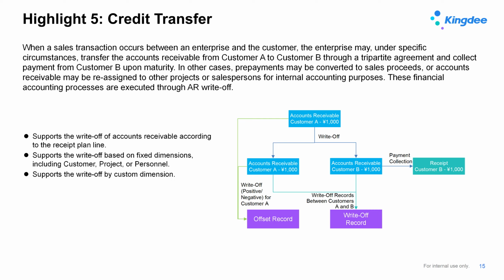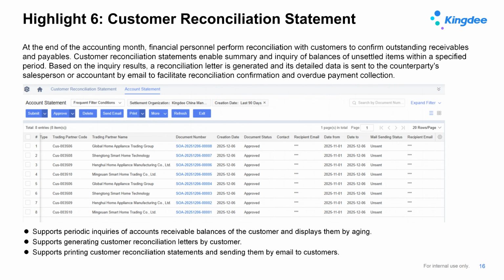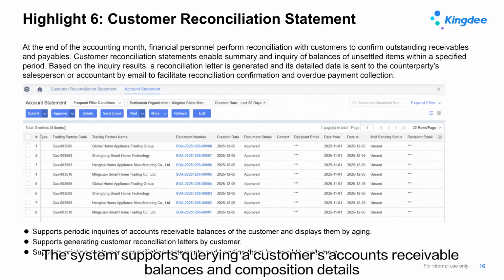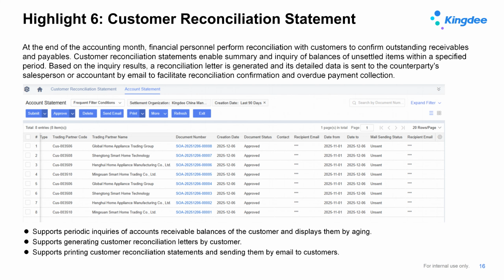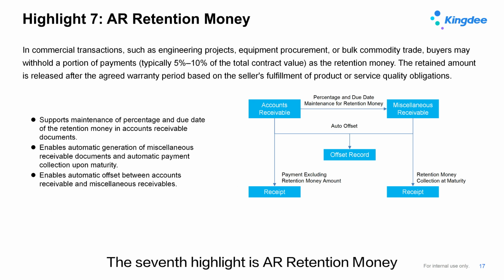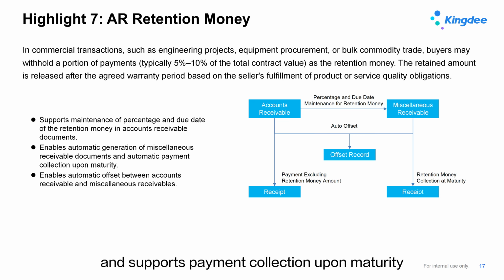The sixth highlight is customer reconciliation statement. The system supports querying a customer's accounts receivable balances and composition details, and sending reconciliation letters to confirm the accounts receivable balances with the customer. The seventh highlight is AR retention money. The system automatically generates a retention money document based on the retention money percentage and supports payment collection upon maturity.